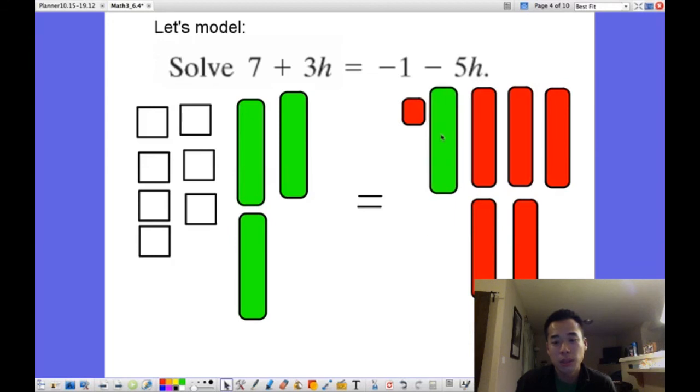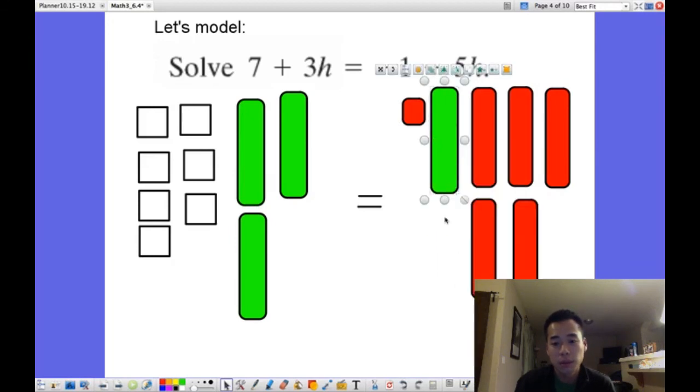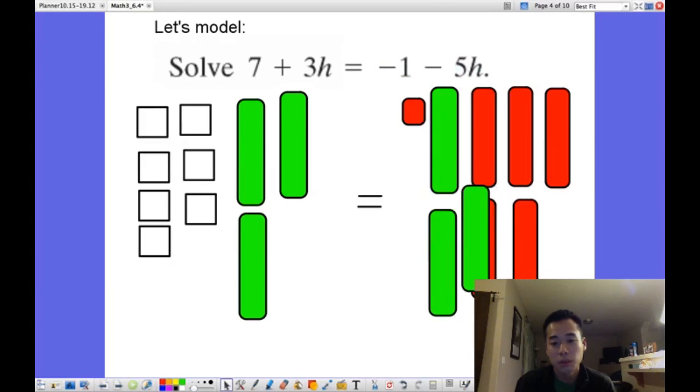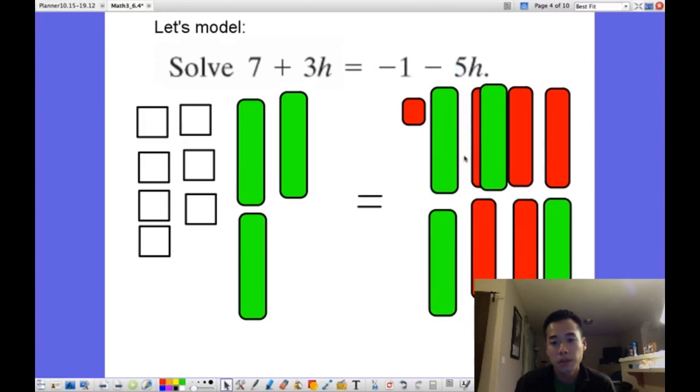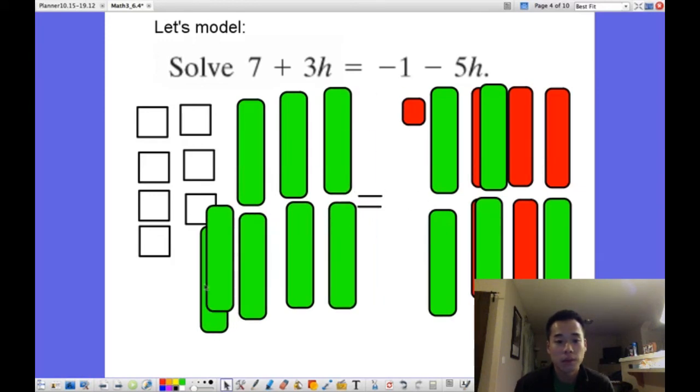So there's 1, 2, 3, 4, 5. And what I know now is that if I add 5 green bars to the right-hand side, I better add 5 green bars to the other side of the equation to keep it balanced. So 1, 2, 3, 4, 5.